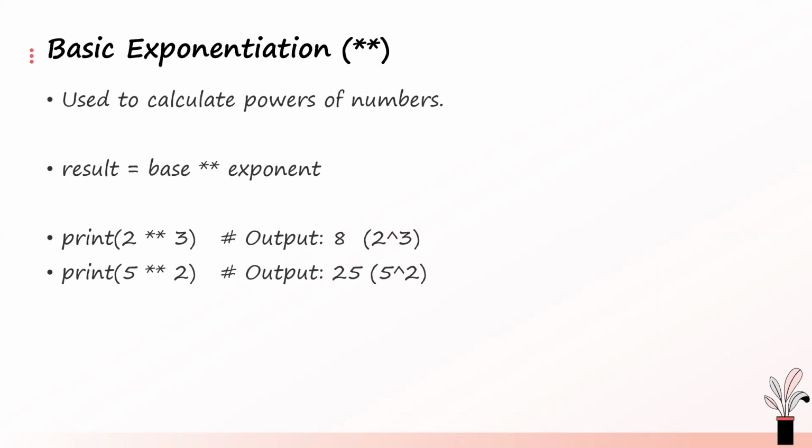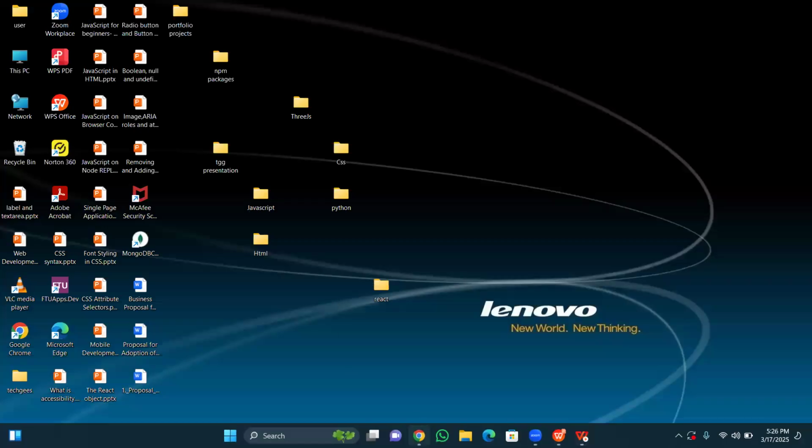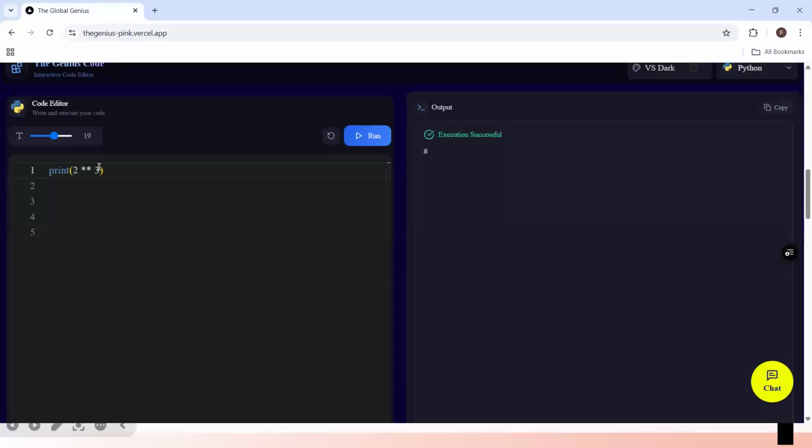That means you do 5 double star 2. But if you say 10 raised to power 0, it will give you 1. Any number raised to power 0 is 1. You already know this from mathematics. If I say 2 raised to power 0, it will give me 1.